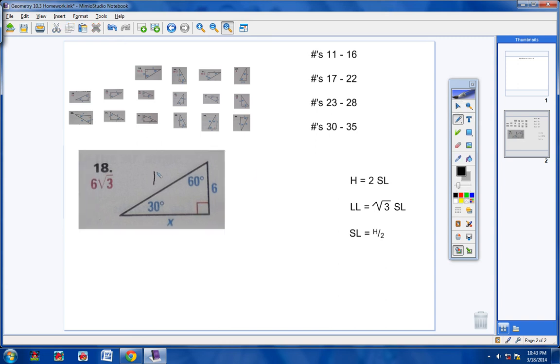First of all, this will be my hypotenuse. This is 30, so this is my shorter leg. This is 60, go straight across. This is your longer leg. Okay, here we go again. How do you find the longer leg?